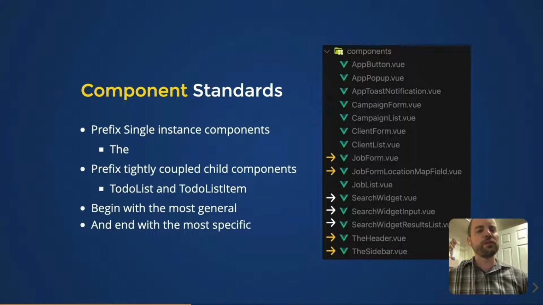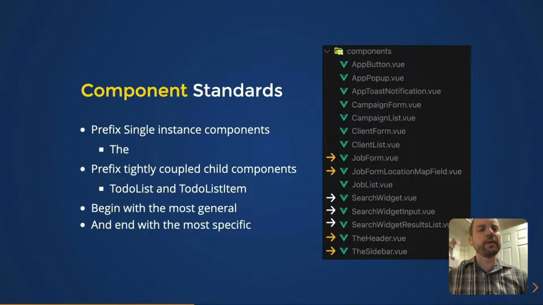It also suggests to prefix tightly coupled child components with the component name that they're tightly coupled to. For instance, you could have a to-do list and then items within that to-do list, and so you would have a to-do list component and a to-do list item component. Likewise, you could have a job form and then a special location map field on that form, and therefore that component would be called job form location map field. Alright, sometimes, yes, this can get a little bit wordy, but it really groups them together and it helps people know that they are coupled and they cannot be used one without the other.